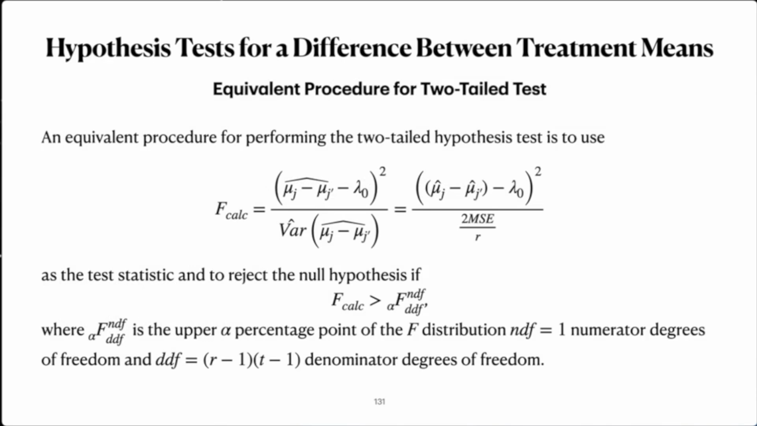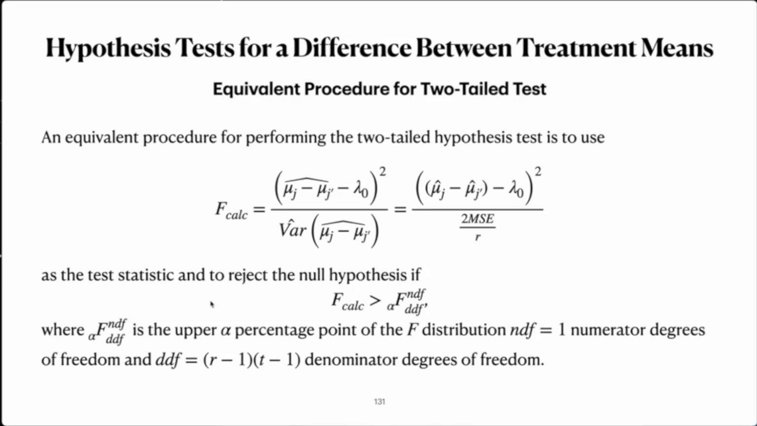Now, an equivalent procedure for performing the two-tailed test is to use an F statistic. All right, and so we would call this F-calc. And F-calc is equal to the square of the difference between the estimate of the difference between the treatment means and the hypothesized value of the difference between the treatment means, divided by the estimated variance of that linear combination, which again is equal to 2 times the MSE divided by r. So that is the F statistic, F-calc, for this version of the two-tailed test.